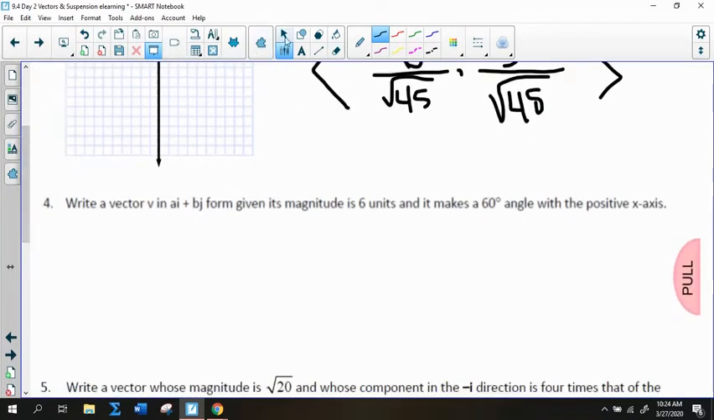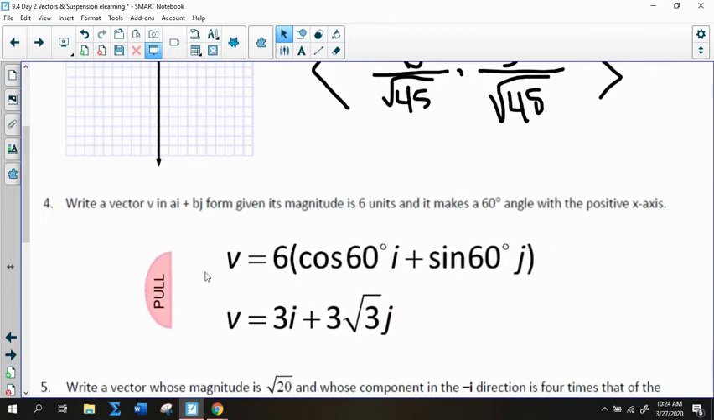Okay, so now number 4 says, write a vector in ai plus bj form given its magnitude of 6 and it makes a 60-degree angle with the positive x-axis. So again, I typed up everything first so that you'd be able to read it as opposed to this awful handwriting with the mouse. So you're going to start by knowing that the magnitude is 6. So that's going to go out front of the vector. So 6. And then we're going to write it with the cosine and sine in there first. So 60 degrees goes in for cosine and sine, and then you're just distributing the 6 inside and simplifying the cosine and the sine.